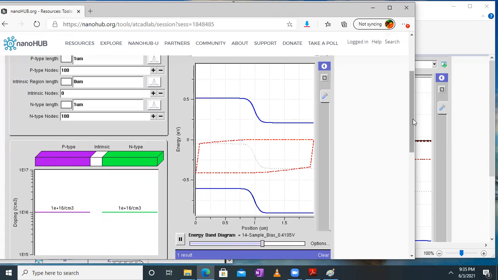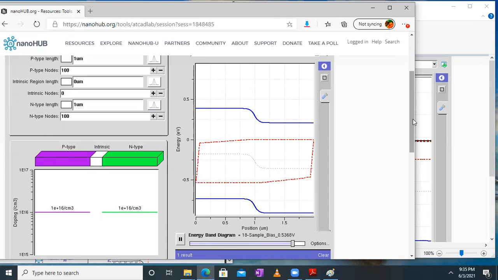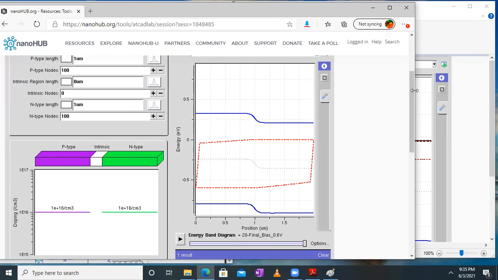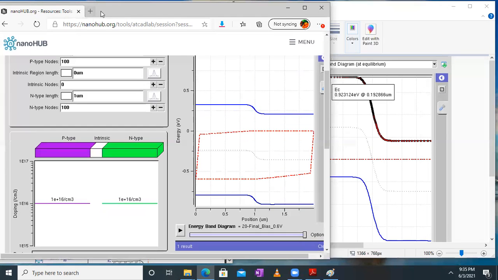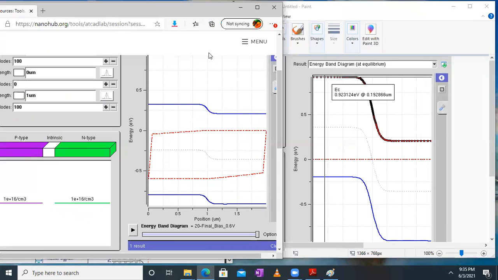Earlier it was Q into VBI, now it has become Q into (VBI minus VA). So earlier, in case of equilibrium, this was the energy band diagram, and now you see how much it has fallen. The barrier has reduced a lot. So this is in forward bias and this is in equilibrium.